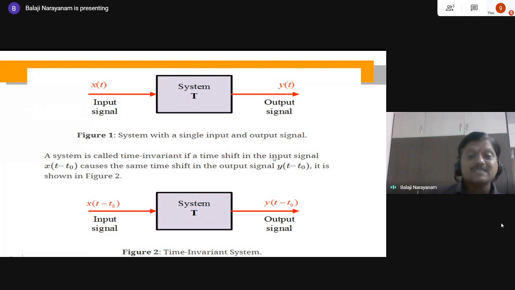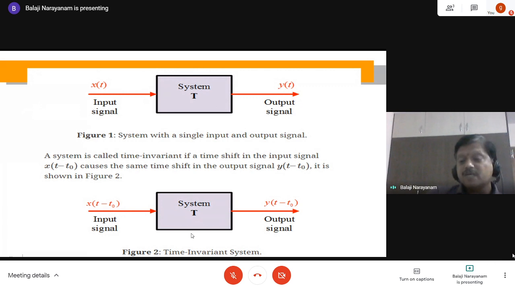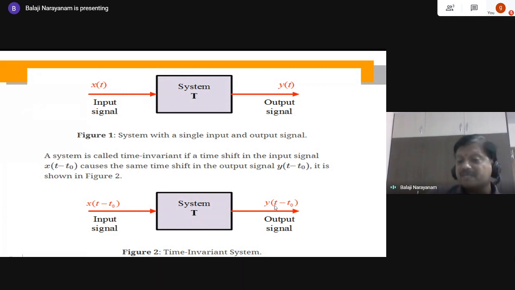So you observe the first figure, in which you applied x of t. The resultant output signal is y of t. Now apply a time shifted input signal, represented by x of t minus t naught. For this system, if I apply the time shifted input signal as my input, the output is also time shifted. That is y of t minus t naught instead of y of t. Hence, the system is said to be time invariant.